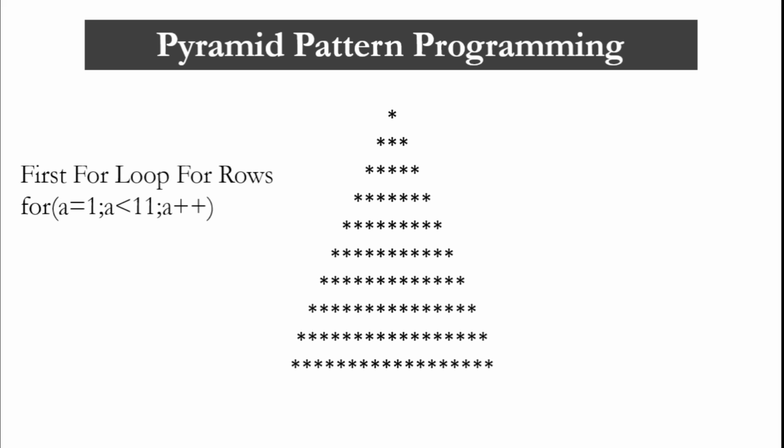To have a number of rows, we need a for loop. This for loop will indicate how many rows there are. By changing the condition in the middle, a less than 11, we can change the number of rows.